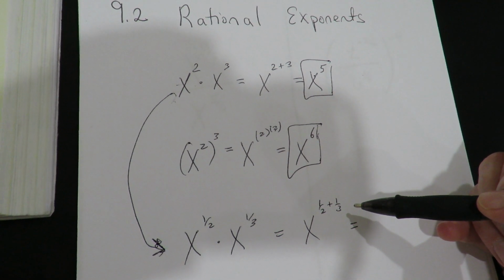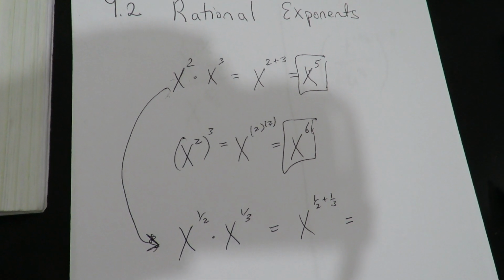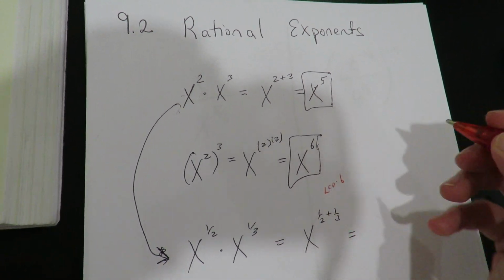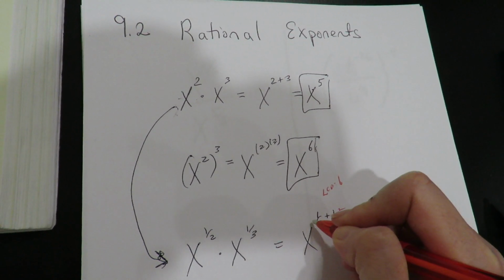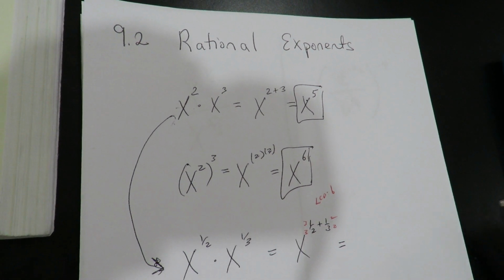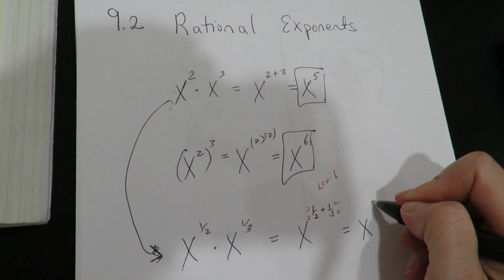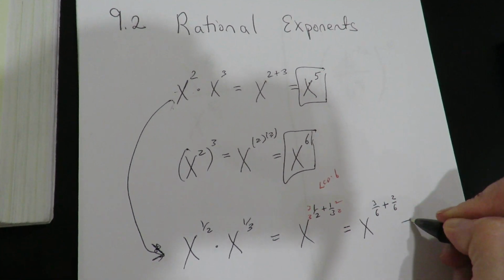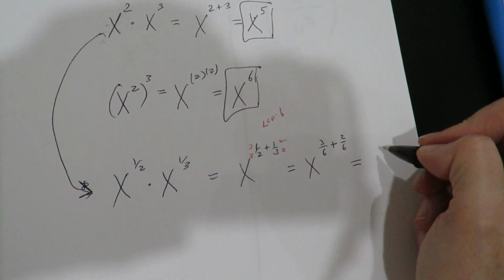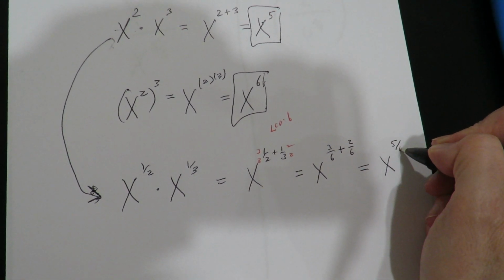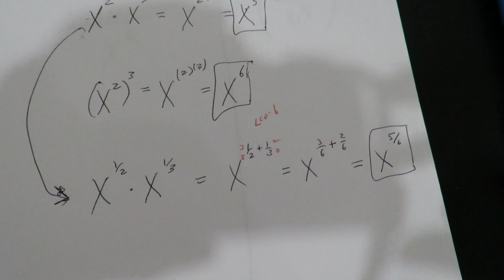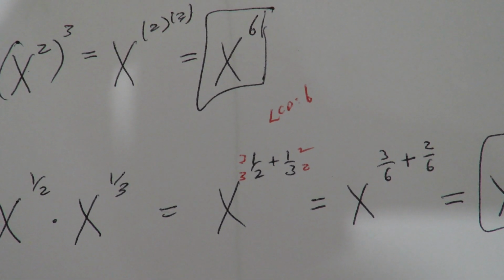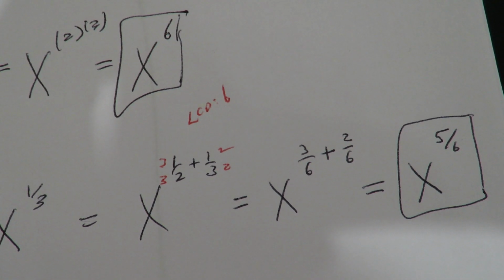So since they're fractions, I now actually have to get an LCD. Good, I have to get an LCD, right? So the LCD here is 6, so I have to make them both 6. 3 over 6 plus 2 over 6 is going to be x to the 5 over 6, right? Since they're fractions, you have to do the LCD on them so that you can add them.